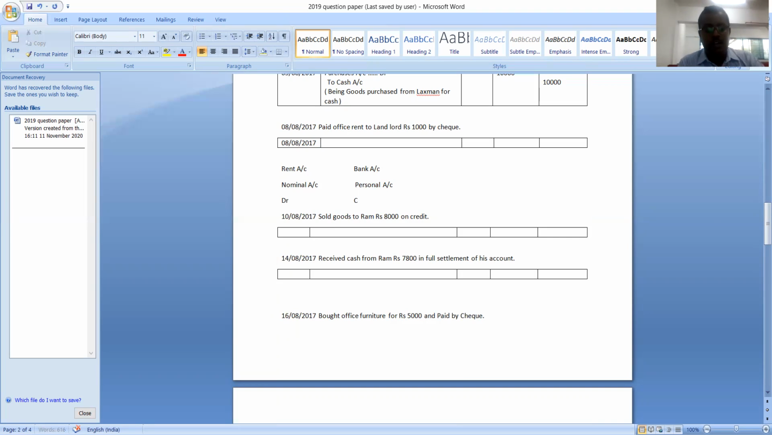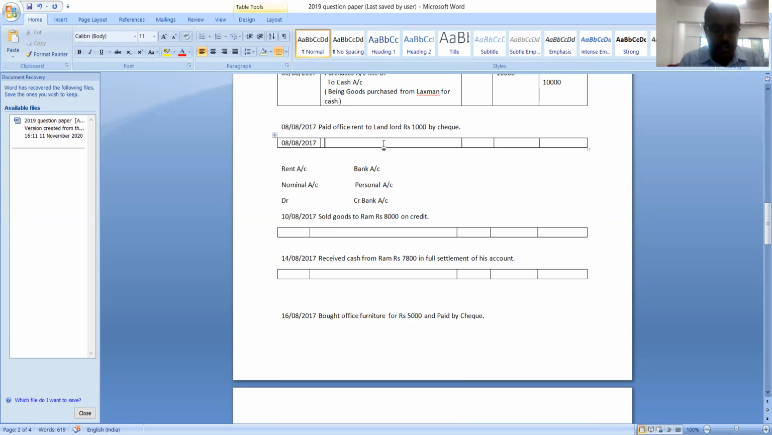Then as per the credit rule of personal account, what is the credit rule of personal account? Credit is the giver. So here office rent paid by check, in the sense banker is the giver. So which account should be credited? Bank account should be credited. So very simple. Rent account debit because rent is expenditure. Bank account should be credited because banker is the giver.